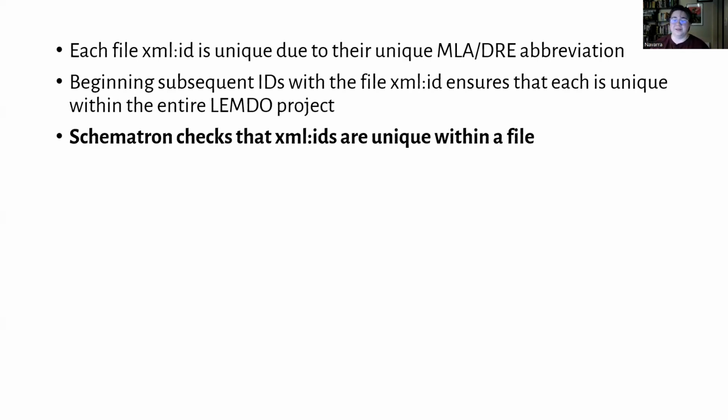Within a file, you could theoretically accidentally put the same XML ID twice. Maybe you accidentally put Leonardo in twice in your character list. We have Schematron that can check within a single file that XML IDs are unique. We can't check across the entire repo with Schematron, but we can check within a single file. And so when we begin each XML ID with the file's XML ID, it allows us to make sure that it is unique, even without needing to check every single file in the repo, because the construction of the ID ensures that for us.